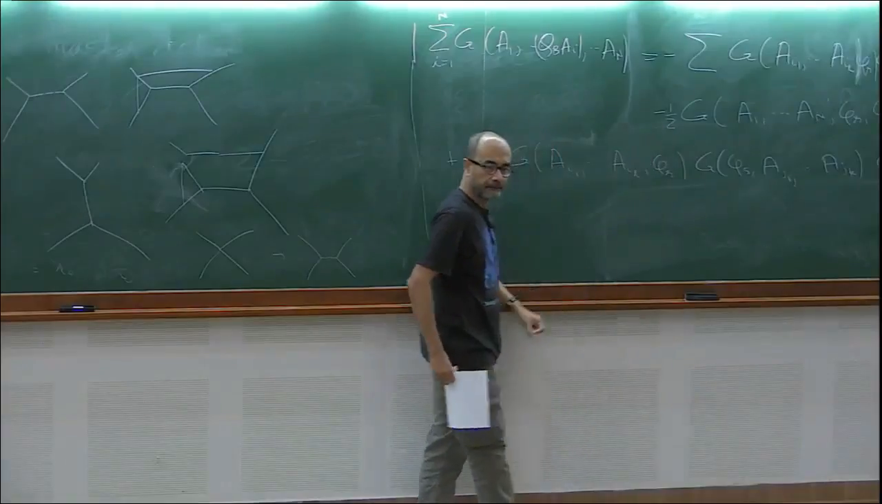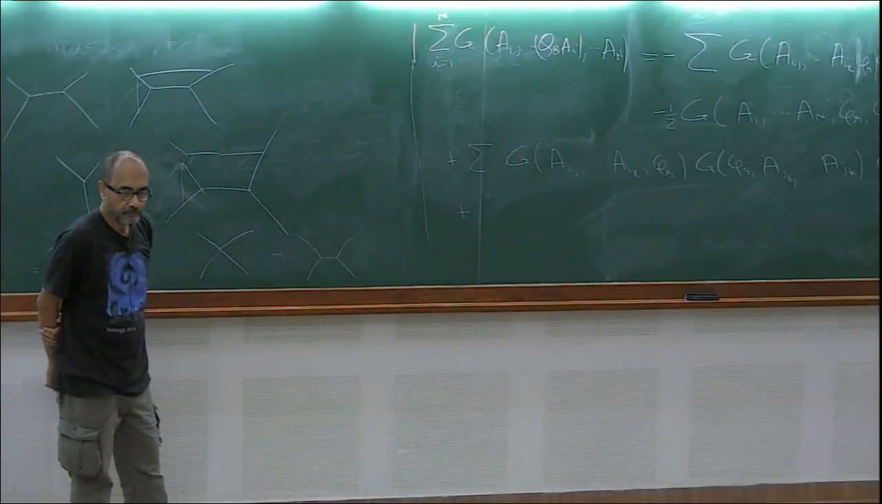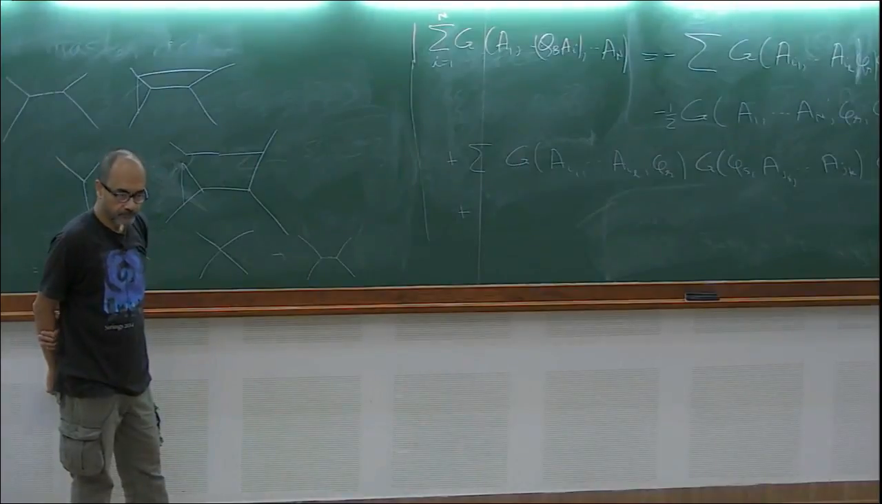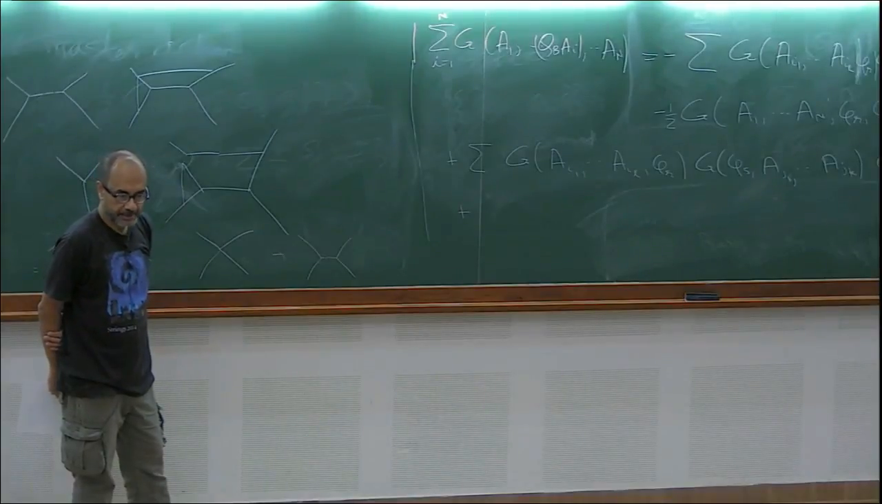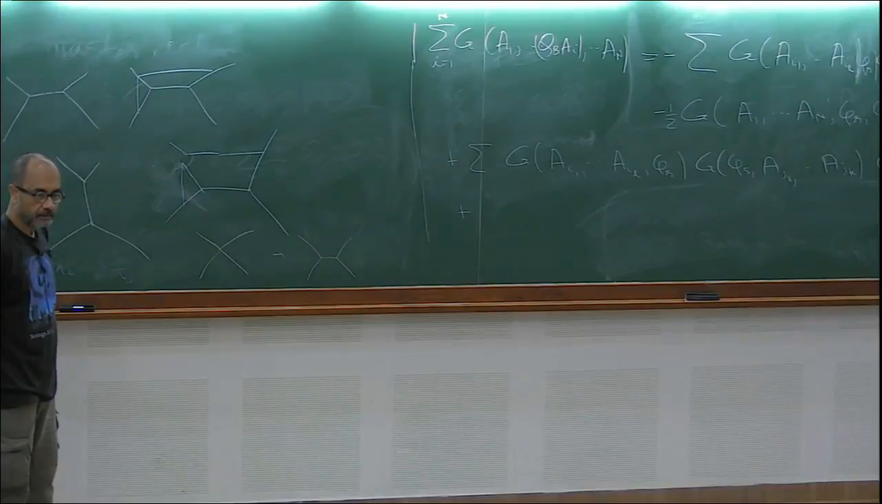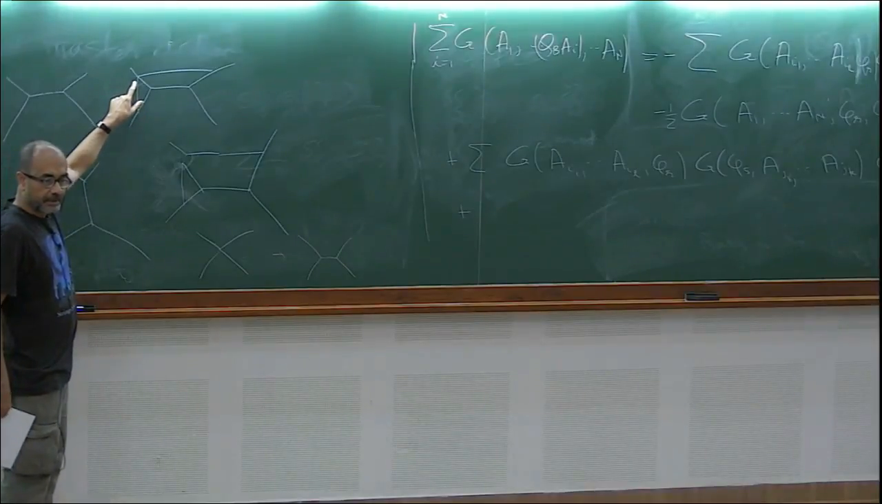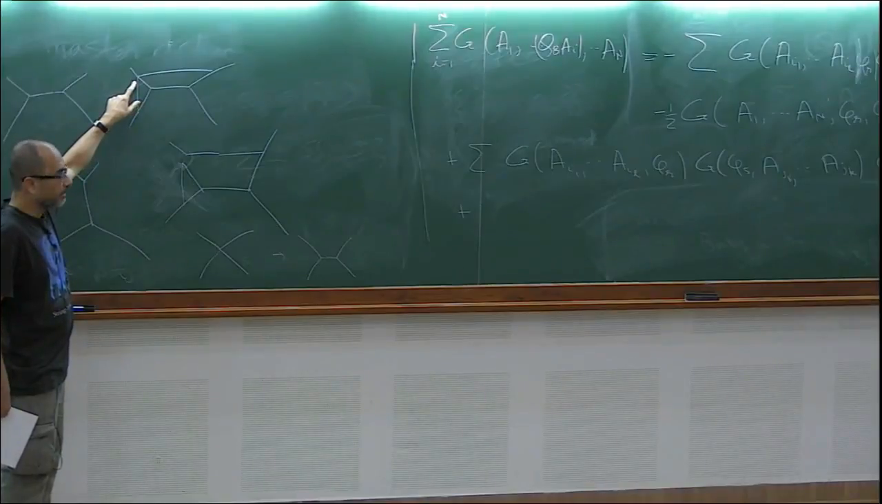I guess maybe the confusion is that your early identity was for a general endpoint. Yes, but this is for these external Green's functions with specific external states A1, A2 up to An. But at each vertex, when you apply it, it's not necessarily a Green's function that appears. Right? This is a vertex, this is the curly bracket. So you're applying the identity to the curly bracket?